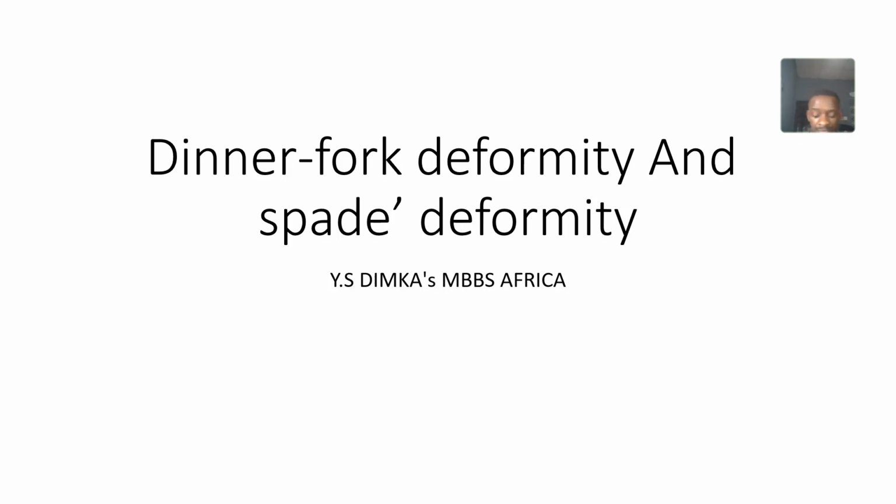Now, I want to look at two types of deformities that could also occur around the wrist. And this is the dinner fork deformity. Then we also have the spade deformity. So the two of them, we look at them and you guys will get to look at the differences between them.